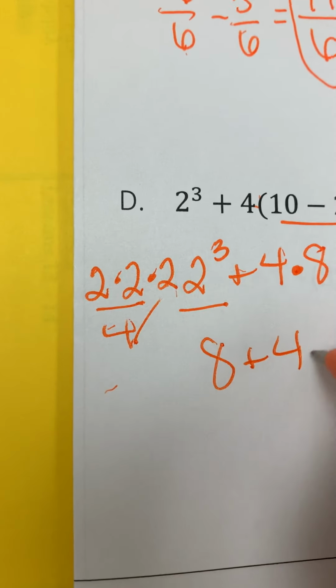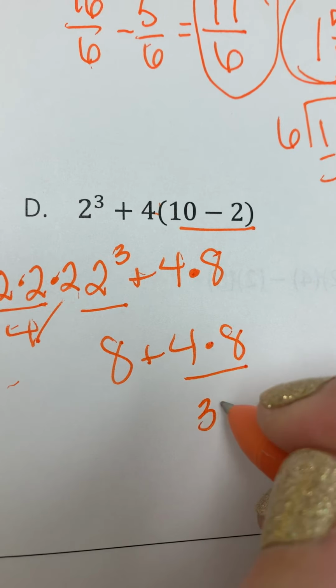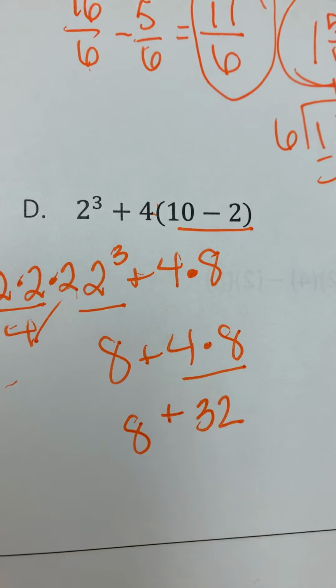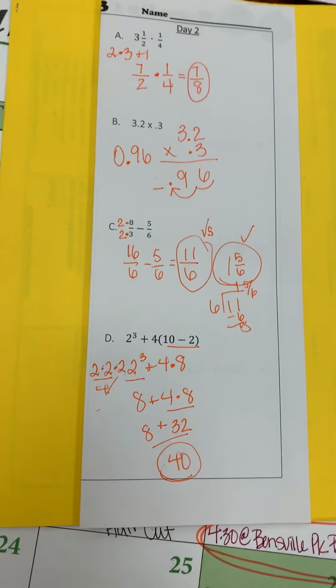8 plus 4 times 8. Got to do a multiplication first. 8 times 4, 32, plus 8. 32 plus 8 is 40. All right, questions? Please raise your hand.